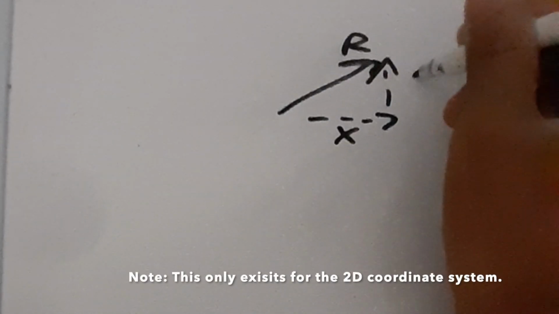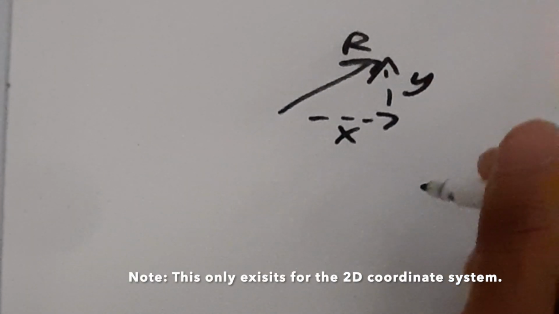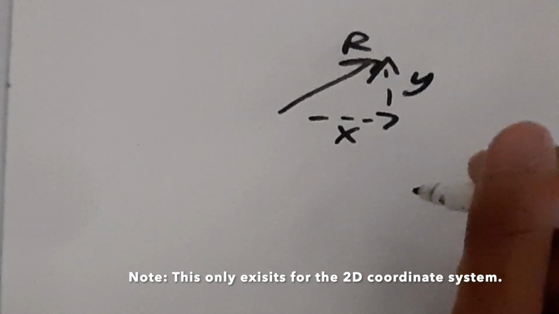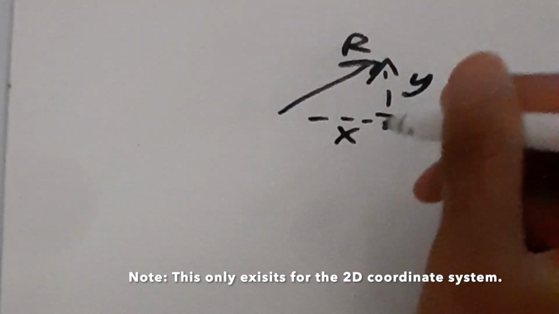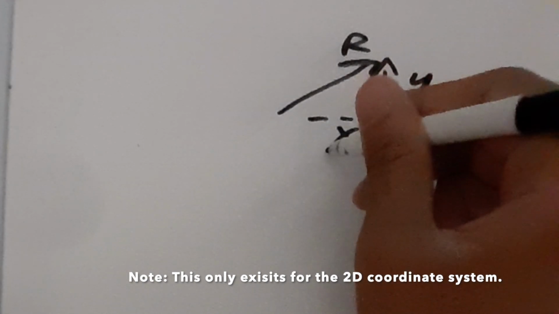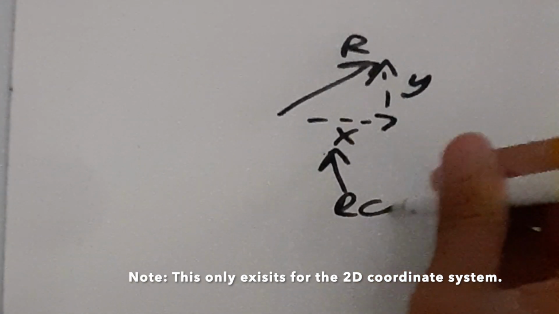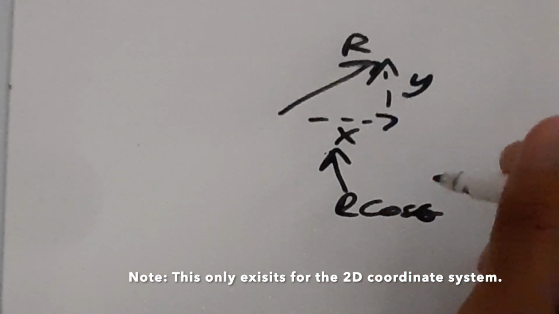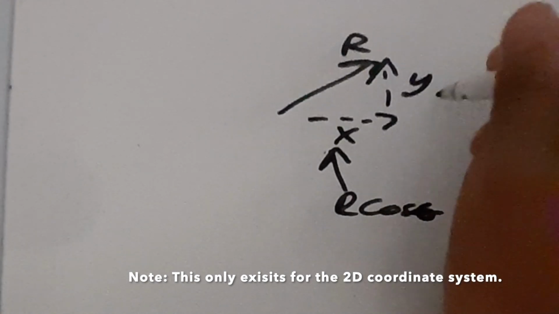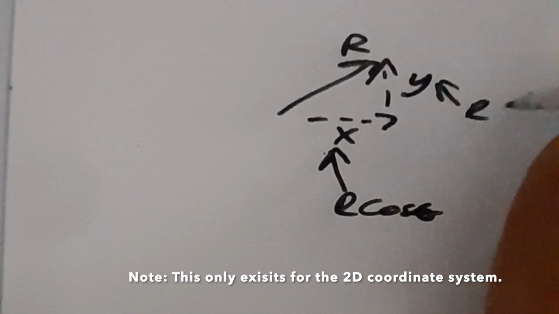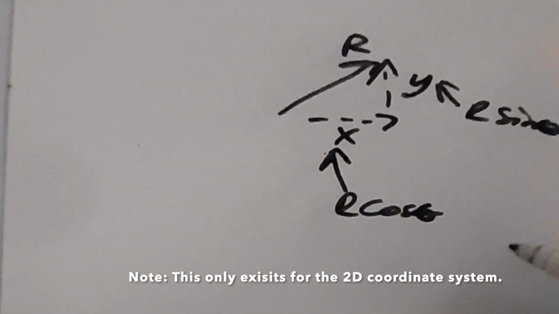A vector can be split into its x and y components that create the resultant vector. So we have our resultant vector here, our x component here, and our y component here. Having the resultant vector of r, its x component would be rx equals r cos theta. So this right here will be r cos theta. And its y component will be r sine theta. This right here will be r sine theta.